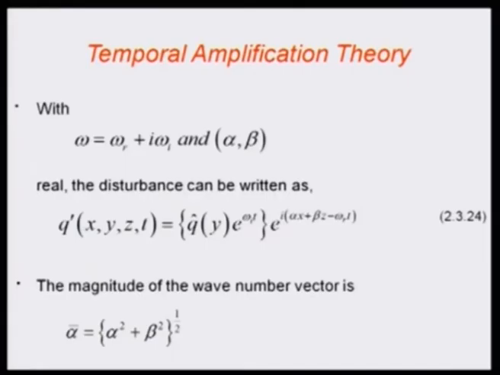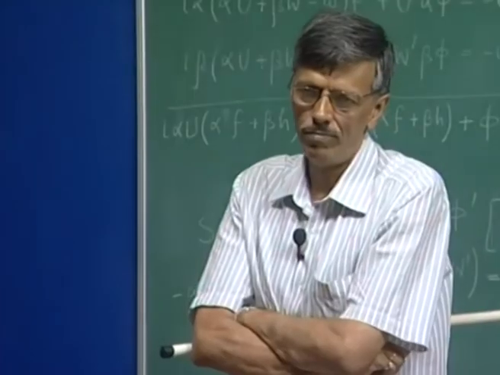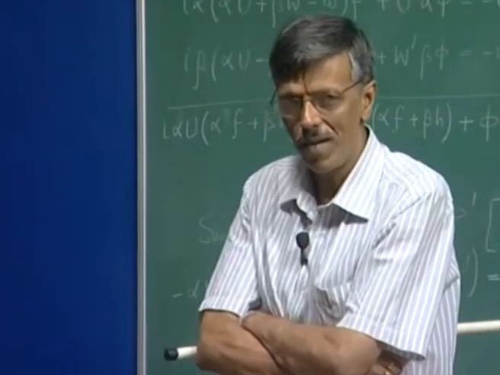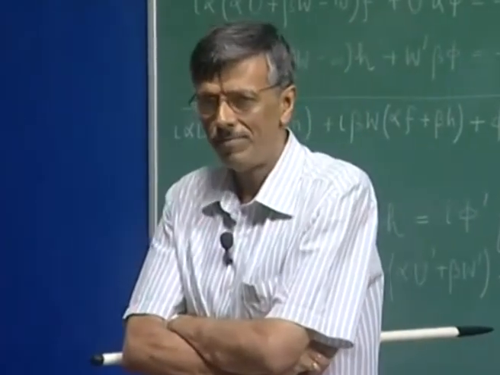Now, let me basically talk about this equation. If I compare the results of the 2D disturbance field and the 3D disturbance field, how do I compare? What about the magnitude of alpha tilde? It is greater than the magnitude of alpha, right? What about Re tilde?